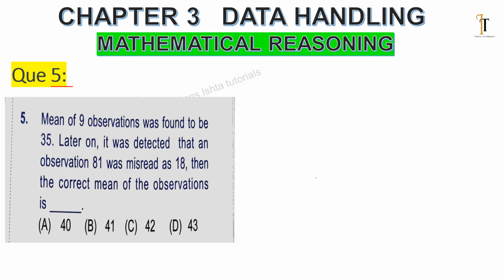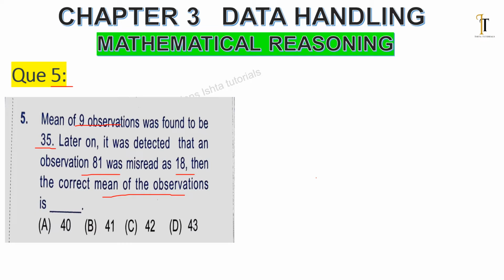Question number 5. The mean of 9 observations was found to be 35. But later on, it was detected that an observation 81 was misread as 18. So here the correct value was 81, but it was misread as 18. Then what is the correct mean of the observations?